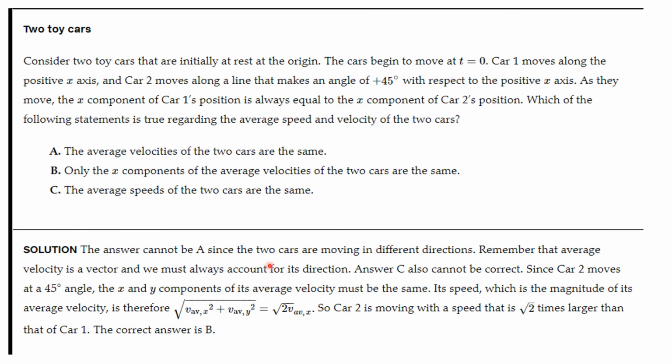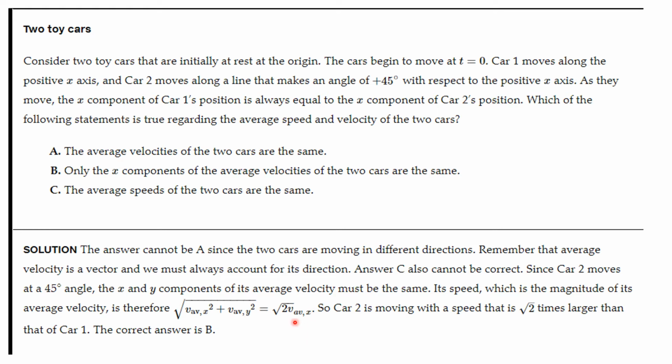Well, the answer cannot be A because the cars are moving in different directions, so the velocities can't be the same. C also cannot be correct because car 2 moves at a 45-degree angle, and the components of its average velocity in the x and y directions must be the same because it's a 45, 45, 90 right triangle. Its speed, which is the magnitude of the average velocity, is therefore the square root of those things squared, which, since they're both the same, is going to be 2 times the average velocity in x when I take the square root.